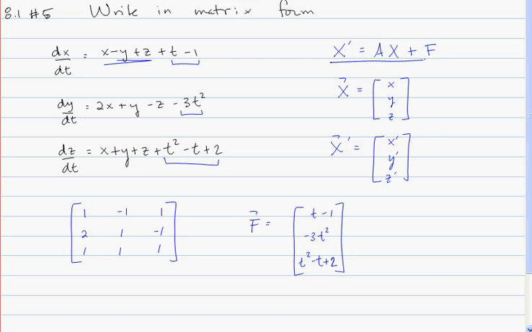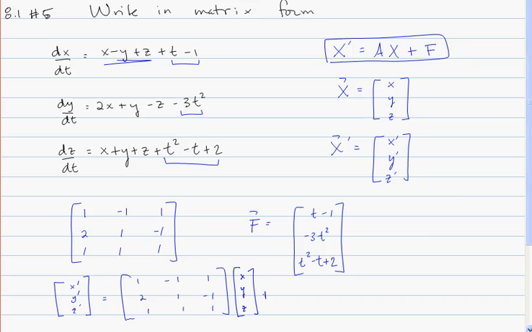If I write it all in this way, I'd have exactly this. I'd have x prime, y prime, z prime is equal to A, which is 1, negative 1, 1, 2, 1, negative 1, 1, 1, 1, times x, which is x, y, z, plus f, which is t minus 1, I need a little space here, minus 3t squared, t squared minus t plus 2. And this is on three separate lines here. Okay, and here's the system in matrix form.